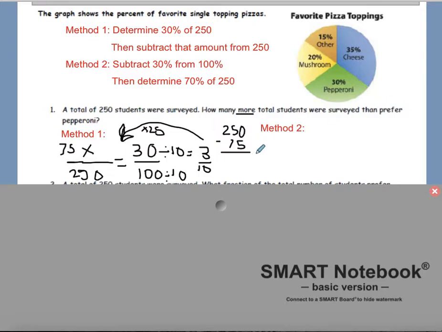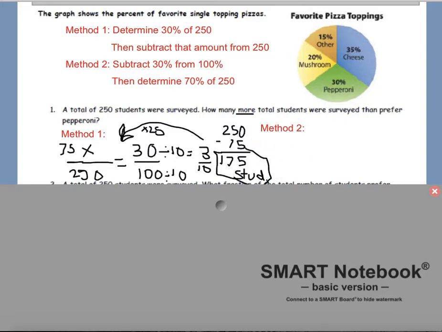And we would get 175 students. I'm going to just abbreviate since it's taken me a while to write. So that would be our answer.